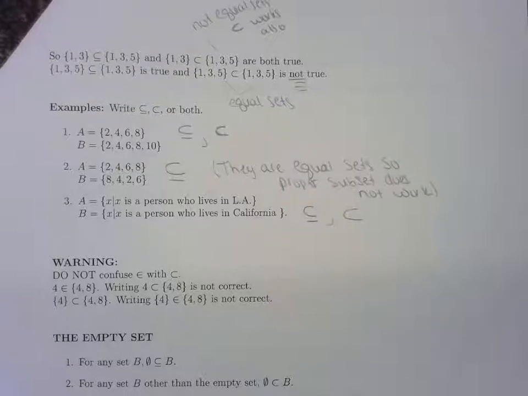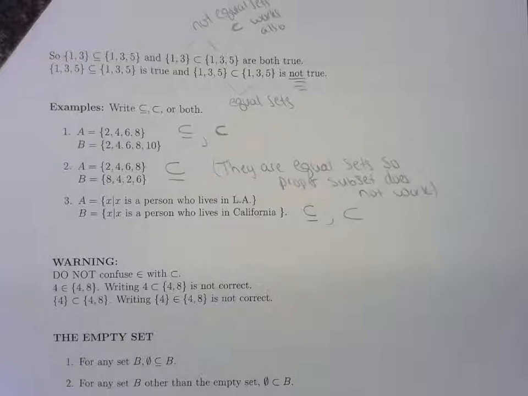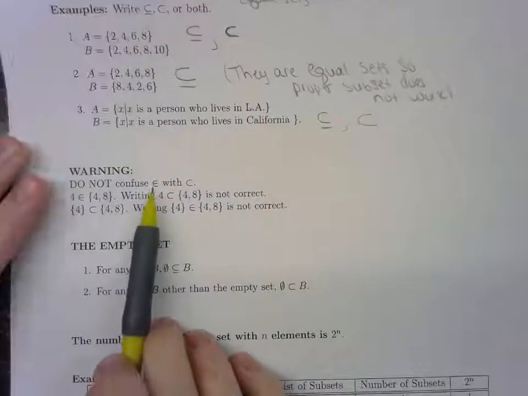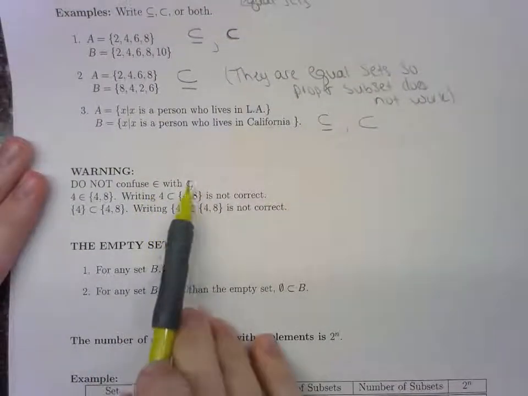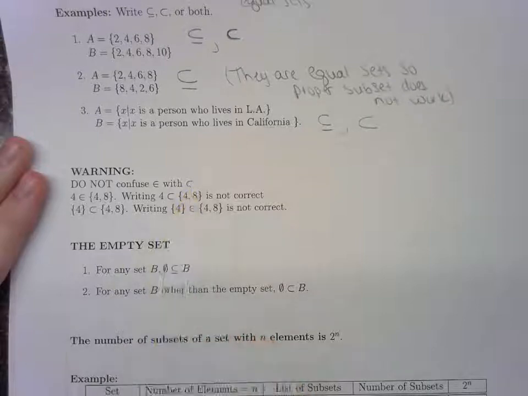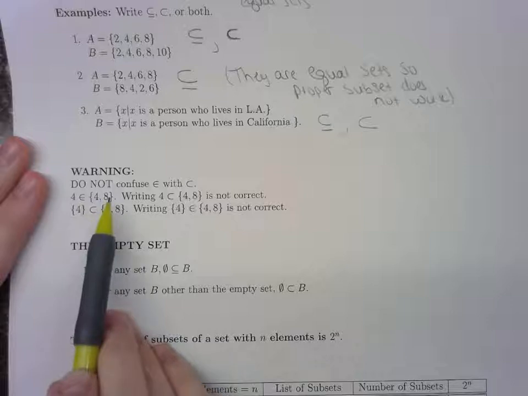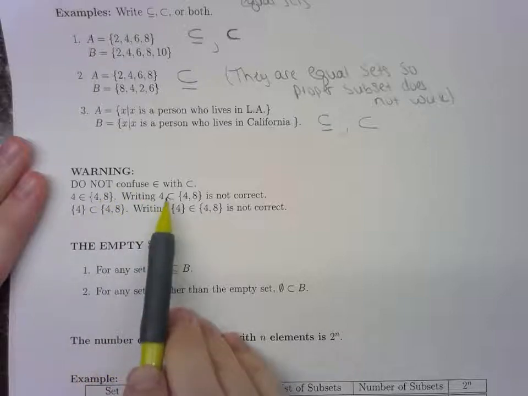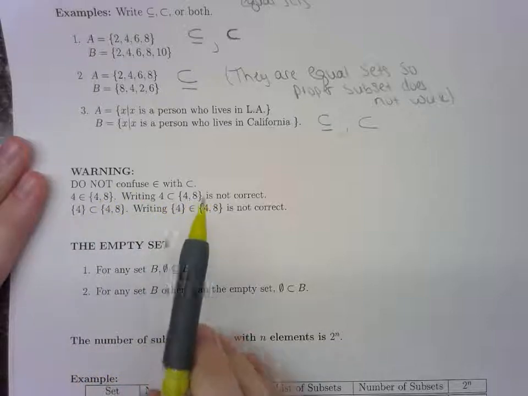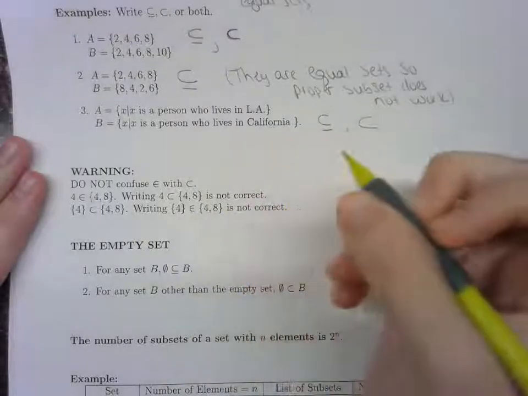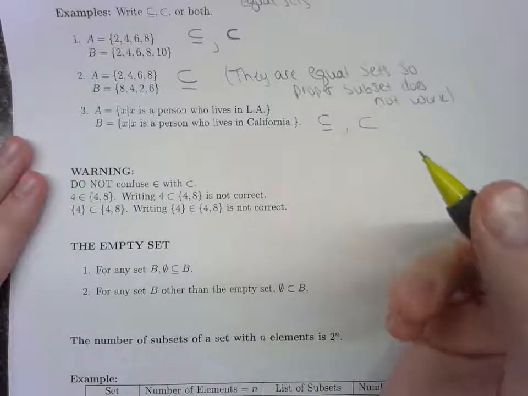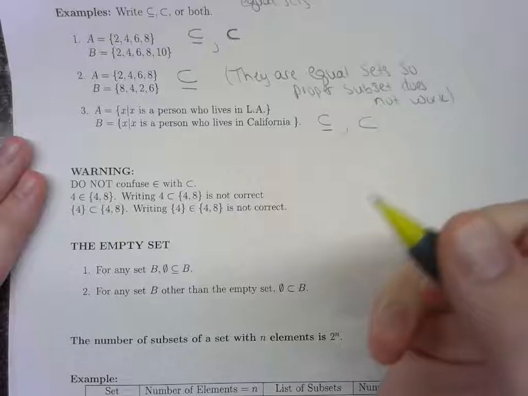Okay, I also have a little warning here. So it says do not confuse element of with subset. Okay, so you use an element when you're just looking at an element. You use subset when you're looking at sets. Okay, so for example, 4 is an element of {4, 8}. Okay, if we were to write 4 is a subset of {4, 8}, that's not correct. You have to use set notation for subset and proper subset.